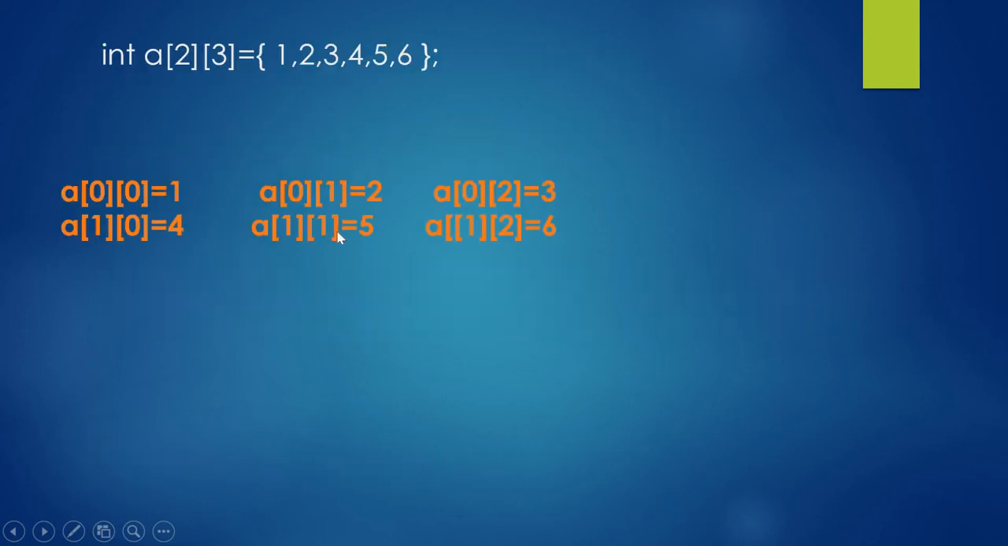Now the representation. First it will store A00. Which number will be A00? The first one. A00 will be 1. Next A01, A02: 1, 2, 3. That is the first row. Next the second row: A10, A11, A12. So the matrix will be: first row 1, 2, 3, next row 4, 5, 6.